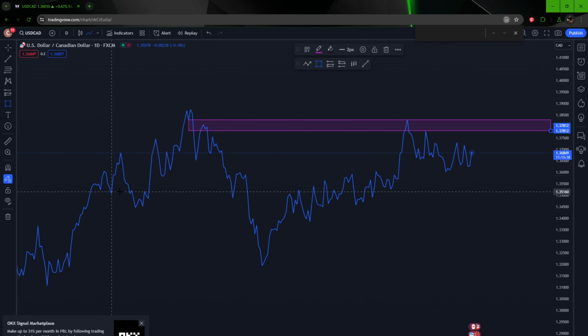We can see it here. There's a closing price, there's a closing price, there's a closing price. So there's probably a good support area right in here. We don't have to go right to the bottom, although you can, but you're taking yourself quite far away from the trade.